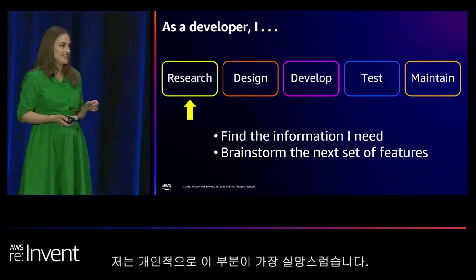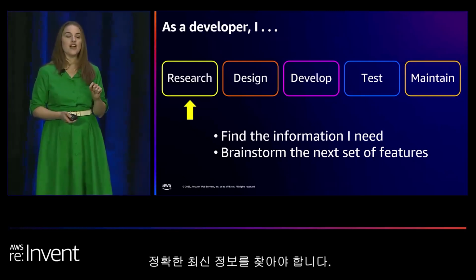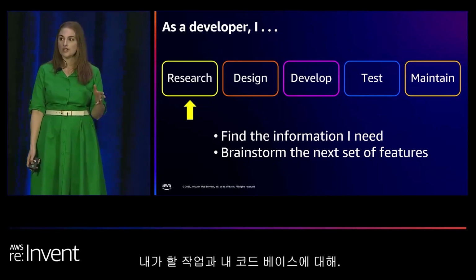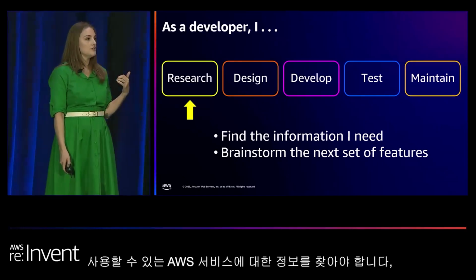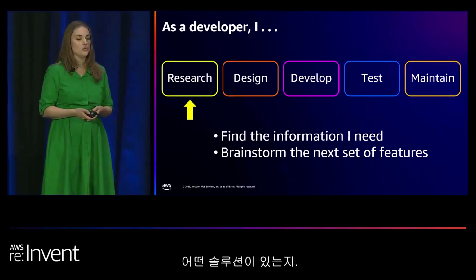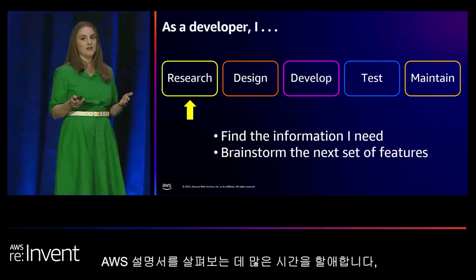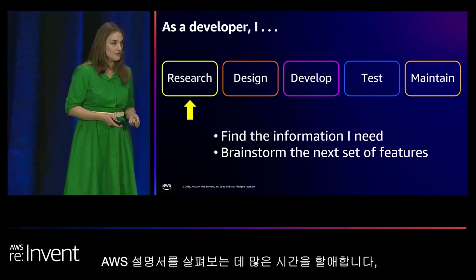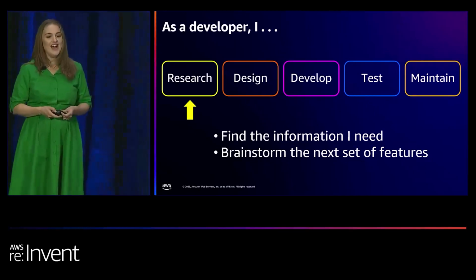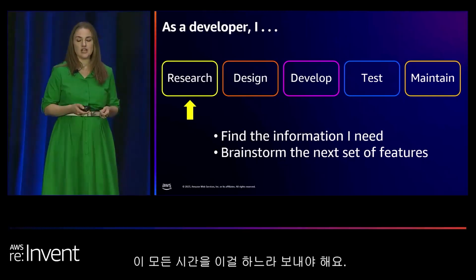And I personally find this to be the most frustrating and time-consuming part of a development task. I need to find accurate and up-to-date information about the tasks that I'm going to do, about my code base. I need to find information about what AWS services I could use, how I could connect them together, what solutions are out there. And so if you're anything like me, you spend a lot of time looking through AWS documentation, looking through blog posts, searching on Google, getting on Stack Overflow, all before I get into my code base in my IDE. I have to spend all of this time doing this.